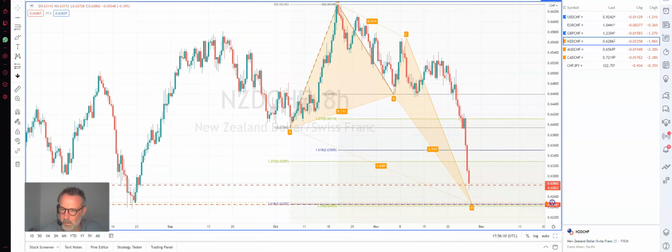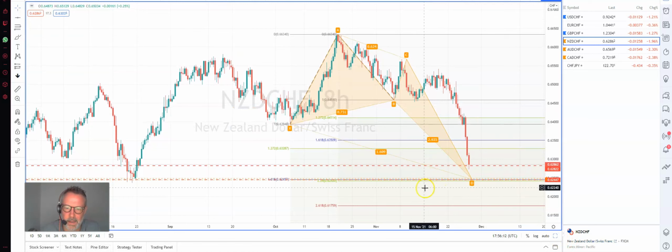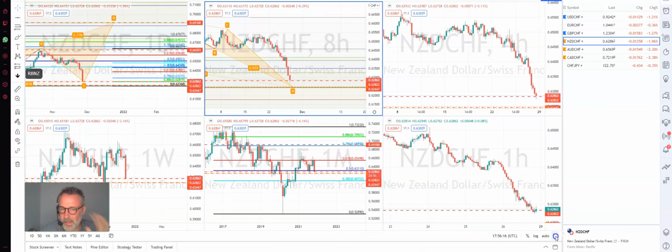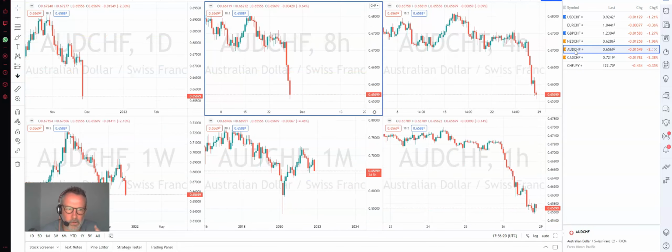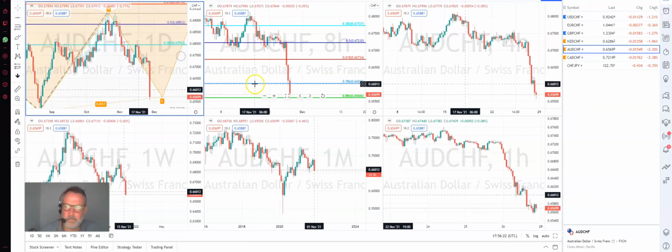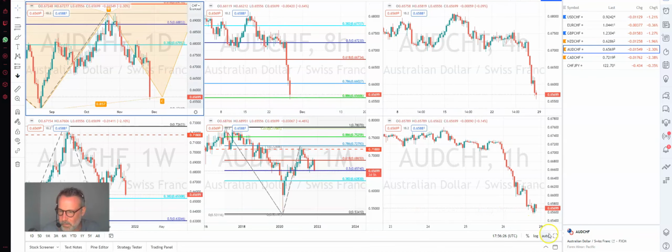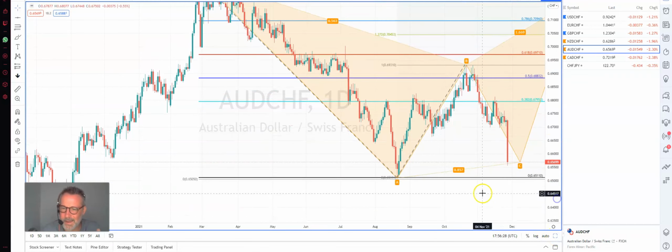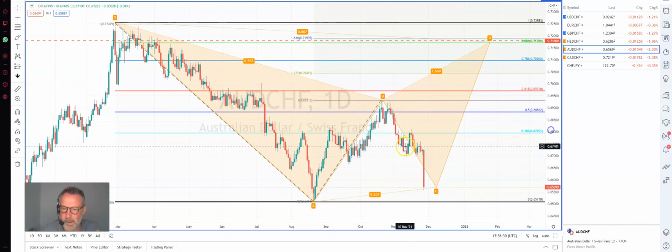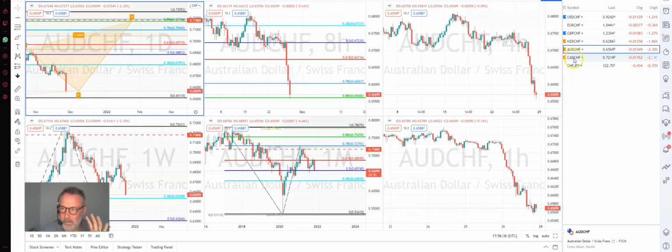Here on this chart, 8 hours, a butterfly formation, buying New Zealand, selling Swiss. So that's confirming this selling Swiss bias. Okay, Aussie Swiss, 88.6%. So there's the potential, and again, it's just potential for this pattern. So buying Aussie, selling Swiss to get up to a bat formation. Again, selling Swiss. I'm not really worried about the Aussie side at the moment.